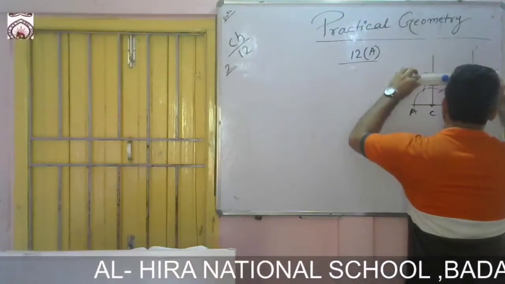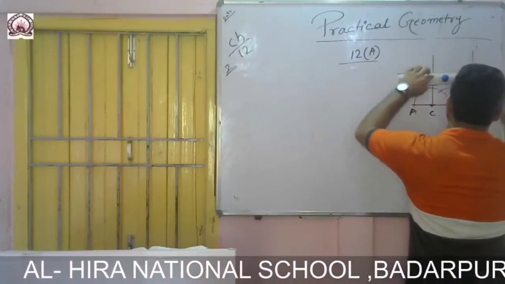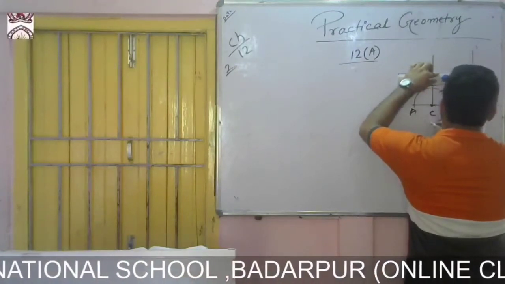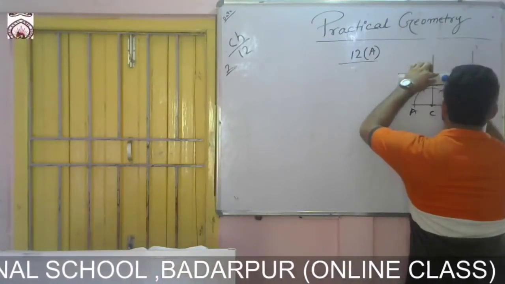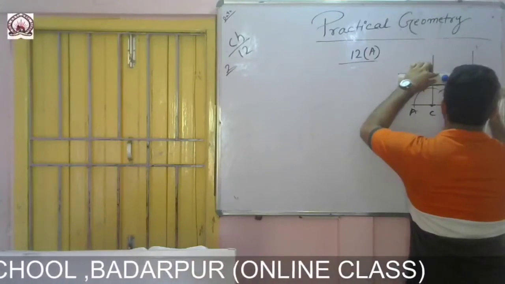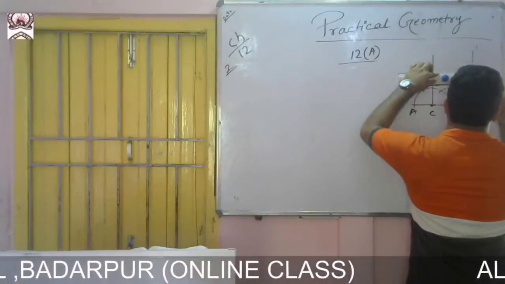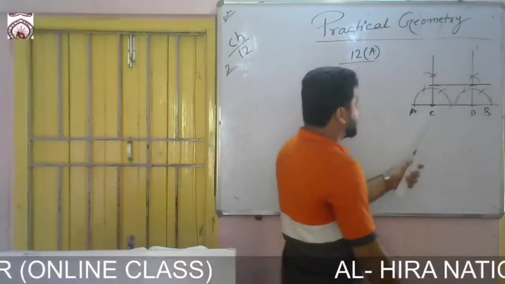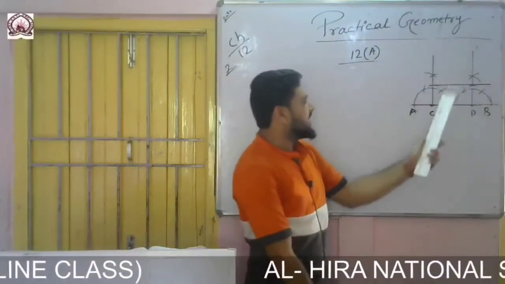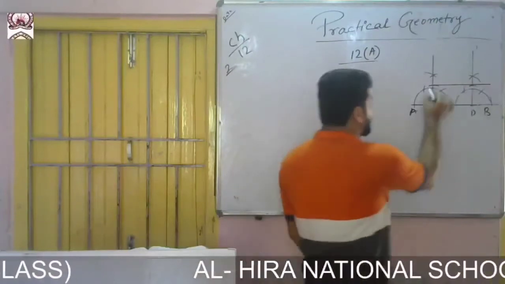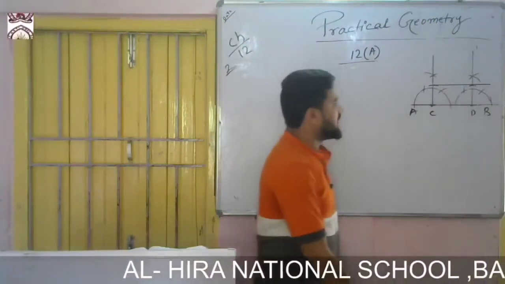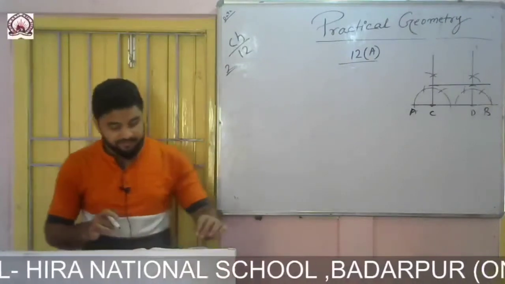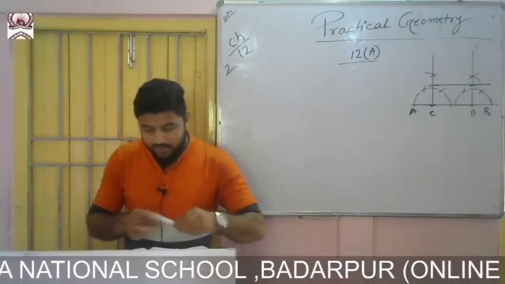These two lines will be what? Parallel. Now if we join these two lines, then we'll get the parallel lines. These two lines will be parallel. Now we see AB is parallel to this line, and the distance between them will be 3 centimeters. And the distance between this one will be 3 centimeters.